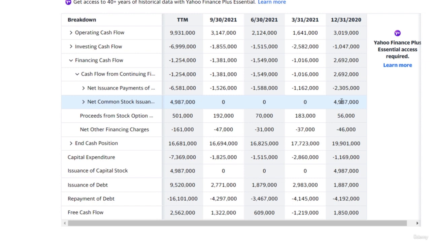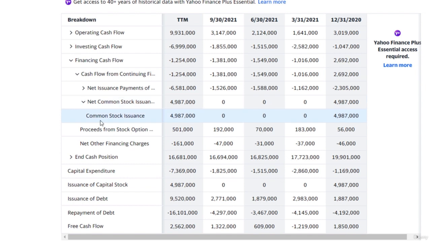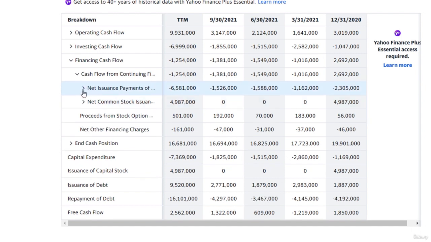Not too long ago, Virgin Galactic, the space company, issued a bunch of new shares, and their stock dropped 13% in a day, because they needed it more to keep the business afloat than, let's say, Tesla, who's like, I'm just taking advantage of a situation here. And that's what that net common issue in stock is. That's what they did, issue common stock here, right?